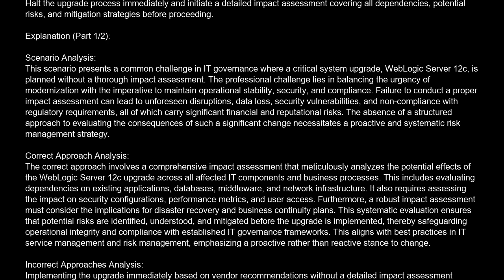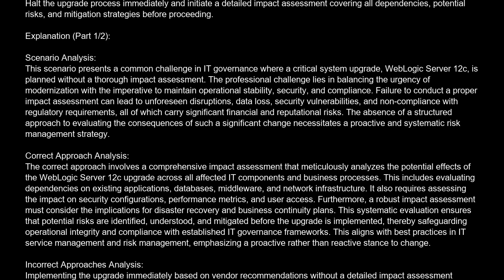is planned without a thorough impact assessment. The professional challenge lies in balancing the urgency of modernization with the imperative to maintain operational stability, security, and compliance. Failure to conduct a proper impact assessment can lead to unforeseen disruptions, data loss, security vulnerabilities, and non-compliance with regulatory requirements, all of which carry significant financial and reputational risks.